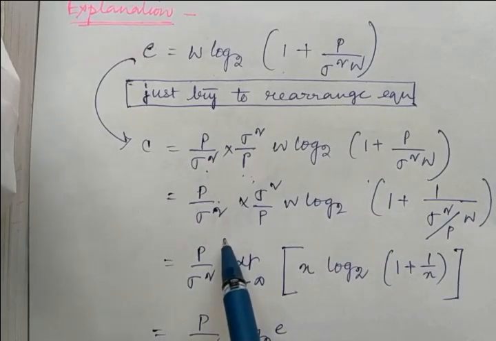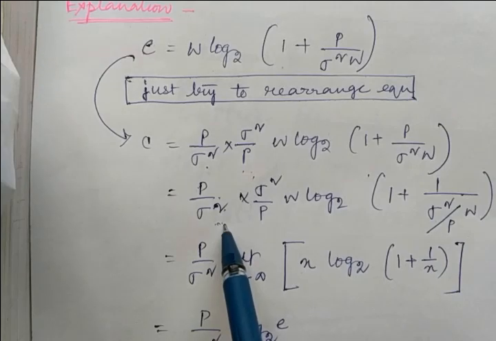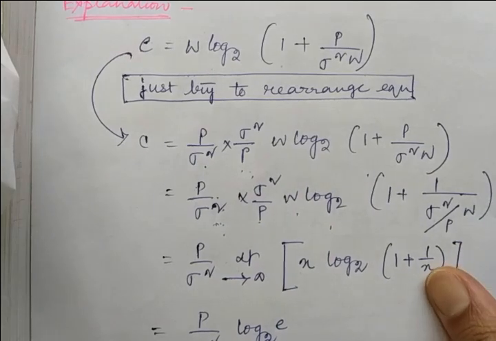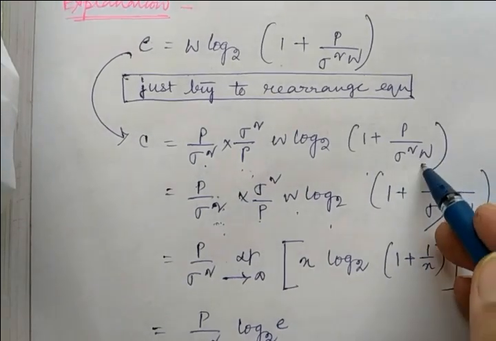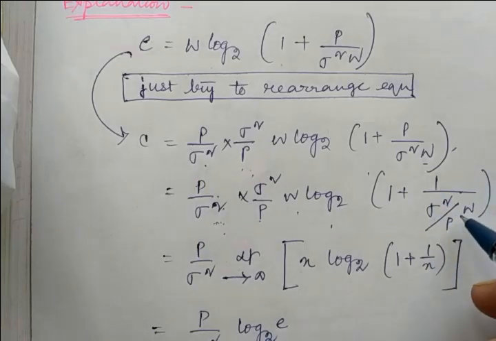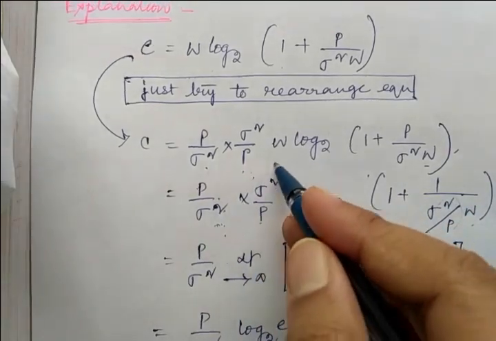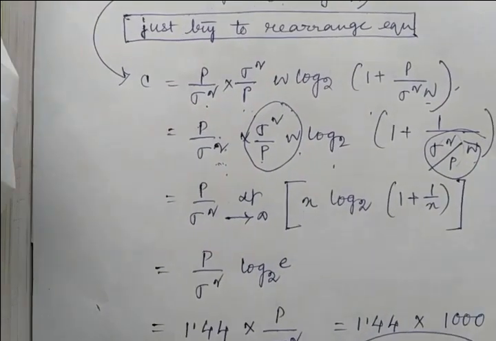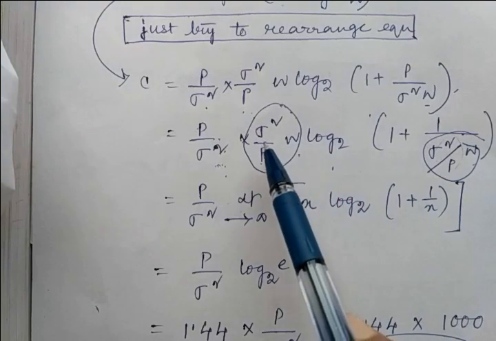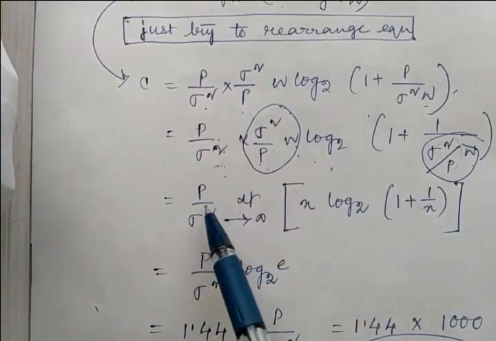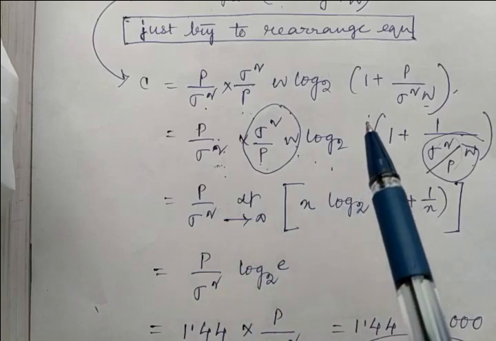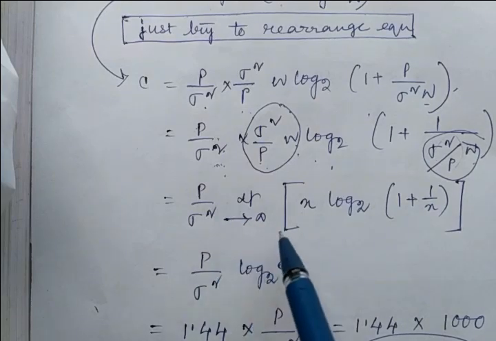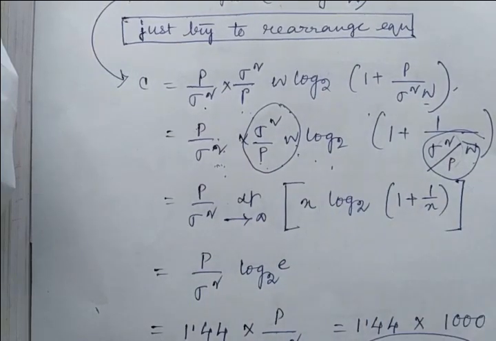This P by sigma square value is already given, that is 1000. Please rearrange it as P by sigma square into W log 2 (1 plus 1 by (sigma square W by P)). The two terms are the same, right? So you can take X equal to sigma square W by P. And take the limit, because the bandwidth is infinite, so take X tends to infinity, and we get X log 2 (1 plus 1 by X).